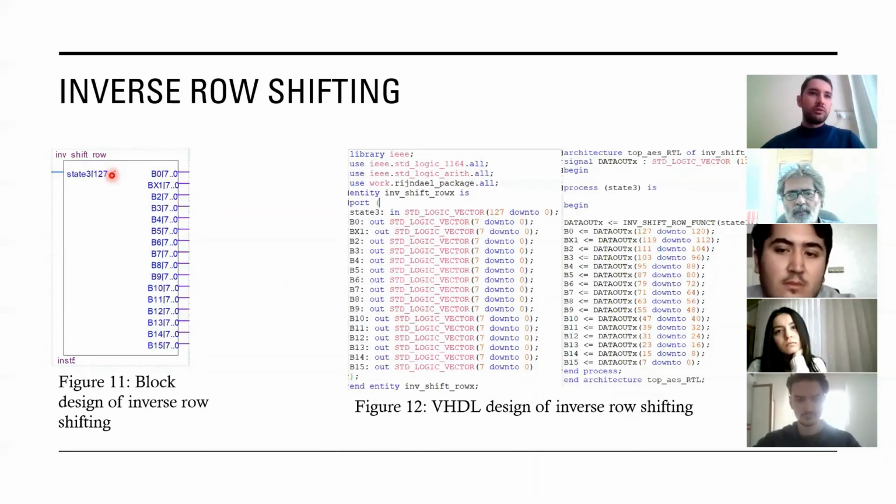And those are the inverse row shifting design of my VHDL codes and the block design. Again, you see the 108 bits of input goes into the box, and I separated the outputs because I need to distribute each of them to the X boxes.